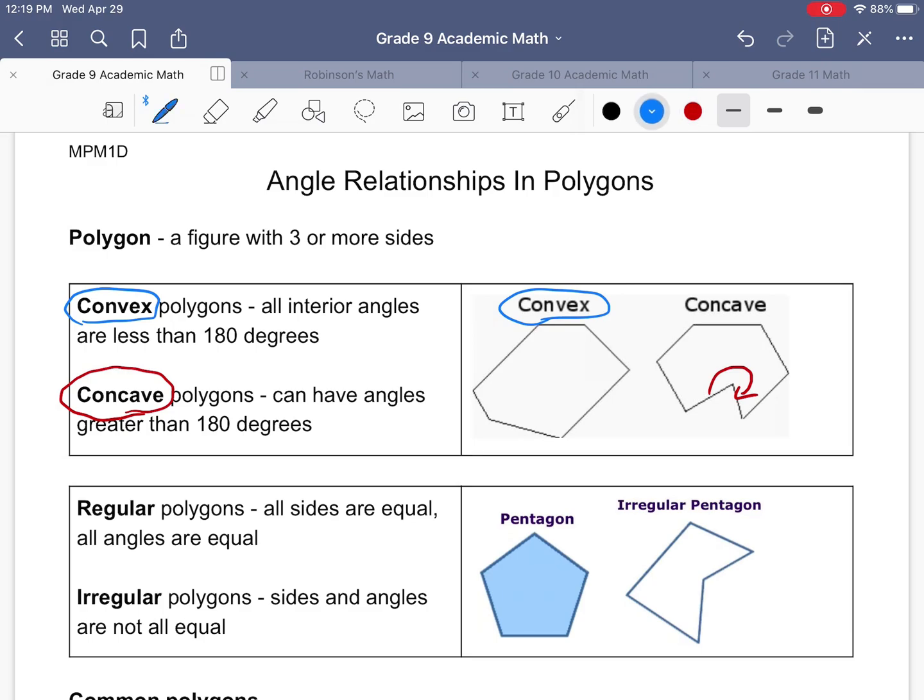So we see we have a regular pentagon, where all of the sides are equal, and then we also have an irregular pentagon, where the sides are not all equal.